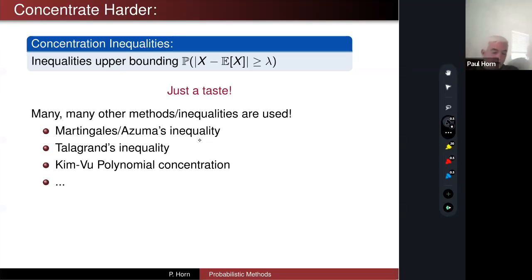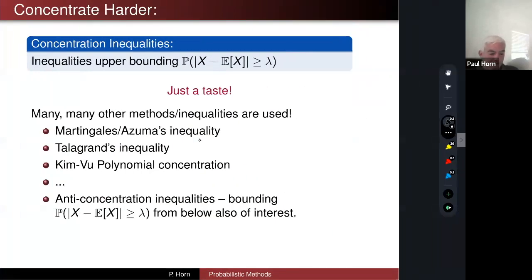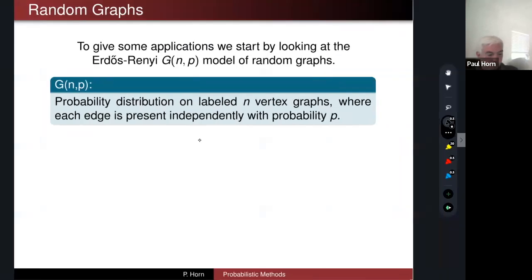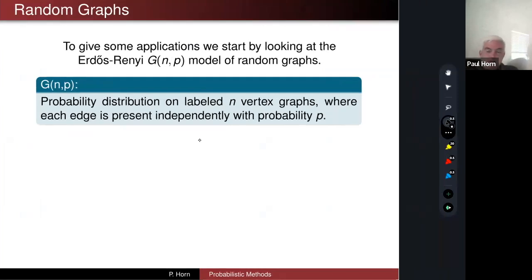And in my time left, I'd like to give you just a taste of using some of this. And to do that, let me look at another object that people like to study. And these are the so-called Erdős-Rényi random graphs. It's a little bit of a misnomer in that this wasn't the original model that Erdős and Rényi studied, but it's simpler and it's easy and it's got the name.